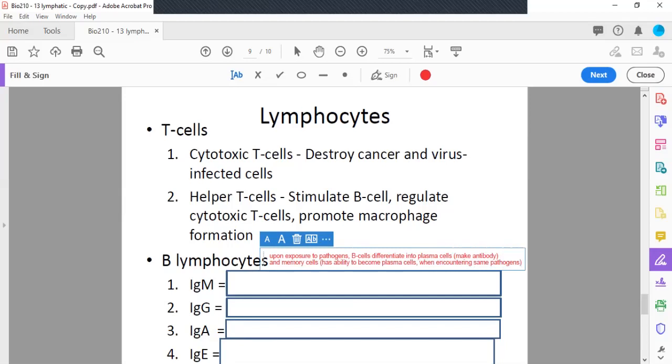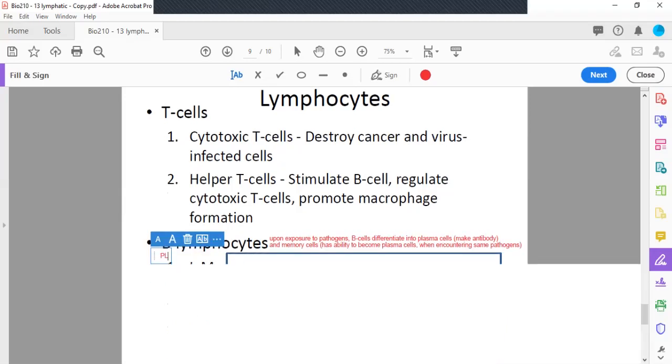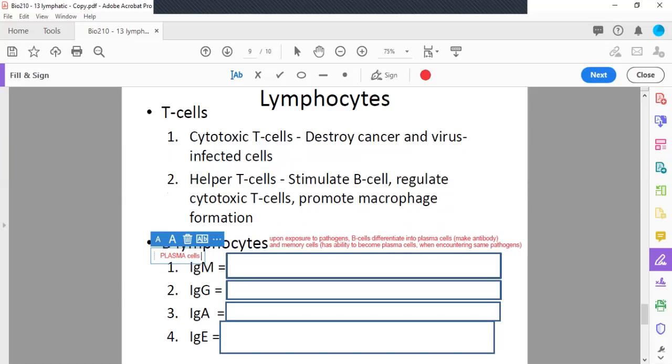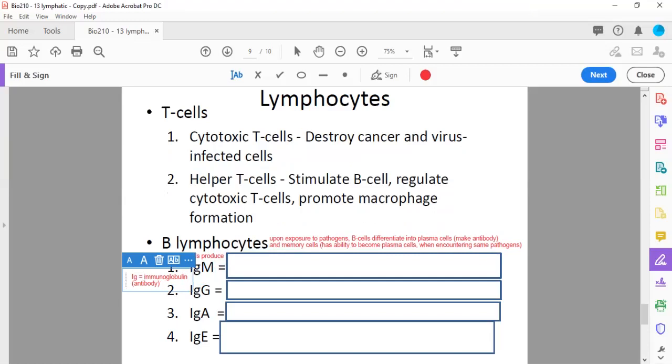So the plasma cells produce these antibodies. When you use the word Ig, Ig stands for immunoglobulin, which represents antibody. Okay, so the Ig is immunoglobulin, which represents antibody. Now let's begin with the first one.